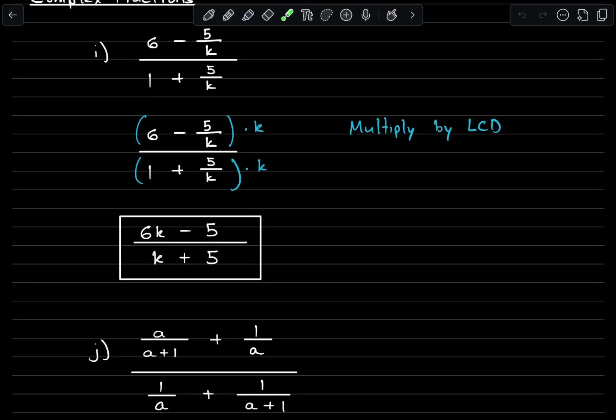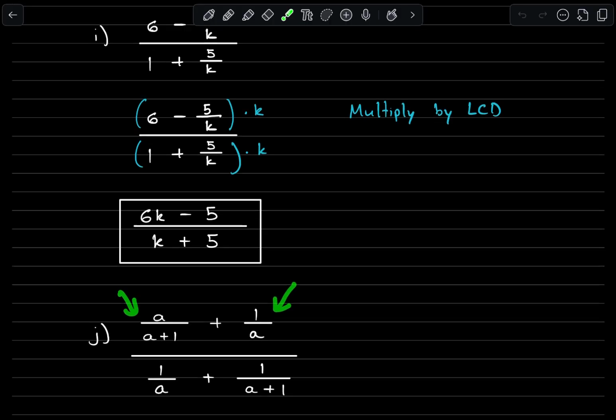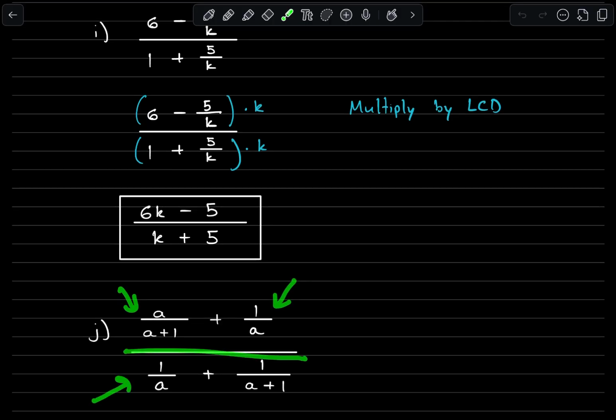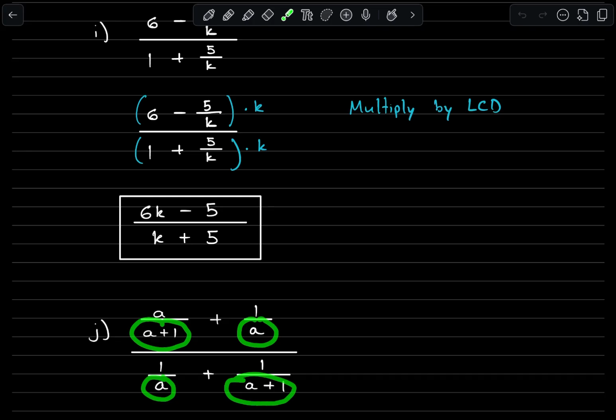So in example J, we've got a over a plus 1 up top plus 1 over a, all of that divided by 1 over a plus 1 over a plus 1. Okay, so let's think about this. So last time we had to multiply by the least common denominator, which was just k. The least common denominator here is going to be the combination of both of these individual denominators. So that'll be a times a plus 1. So we just have to put all the different factors together. That's exactly what we're going to do.